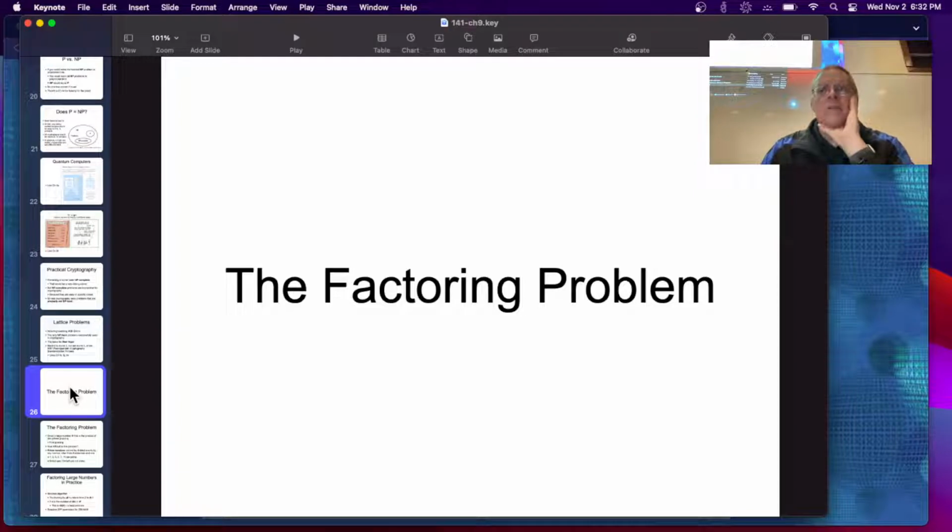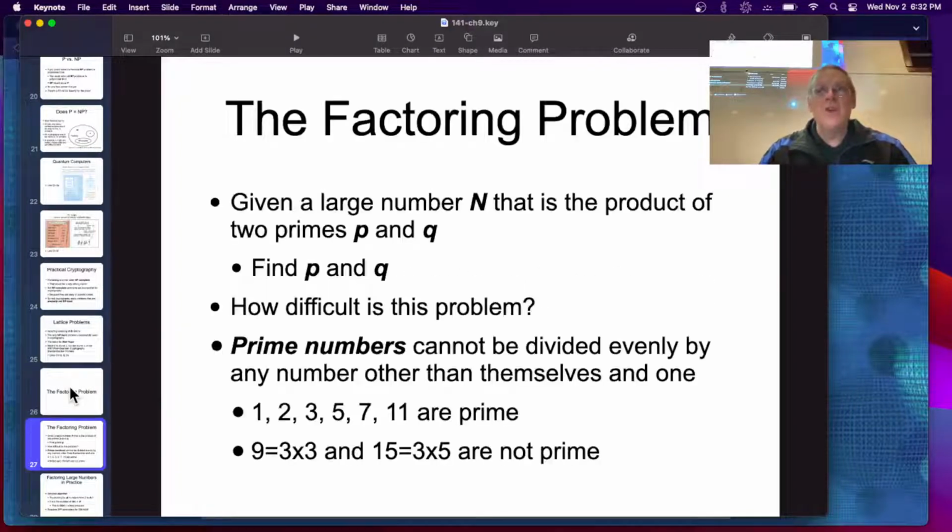So the factoring problem, of course, is one of the ones we really use. We all know this. This is what RSA uses. If you have a large number n that's the product of two primes, p and q, finding those from n is a hard problem. In practice, it is in NP, it is not NP-hard, but it is in NP. There is no known polynomial solution for that.